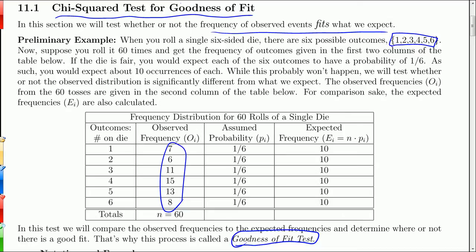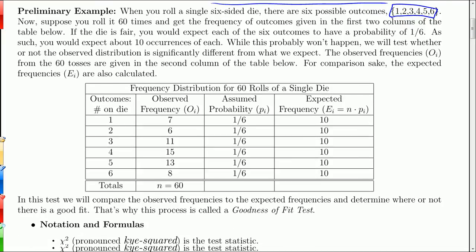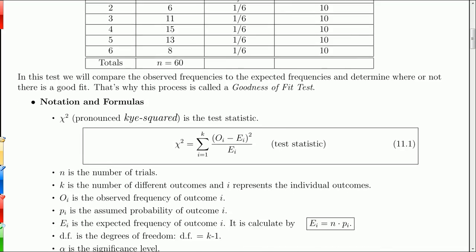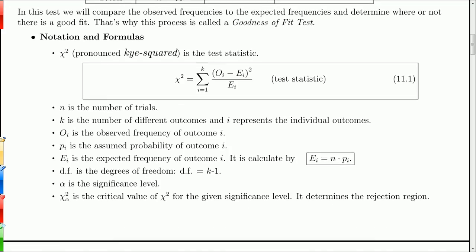Okay. So, notation and formula. The test statistic is called chi-squared. It's the Greek letter chi, squared. And I'll go over this formula. There's a lot going on in the formula. So let's look at some of the variables.